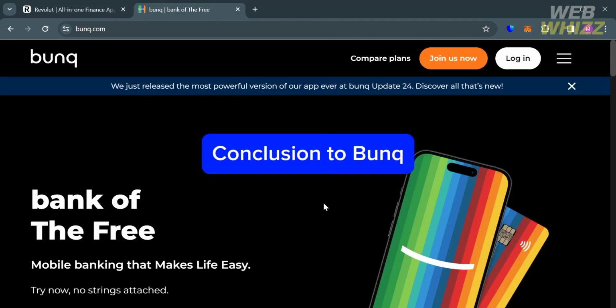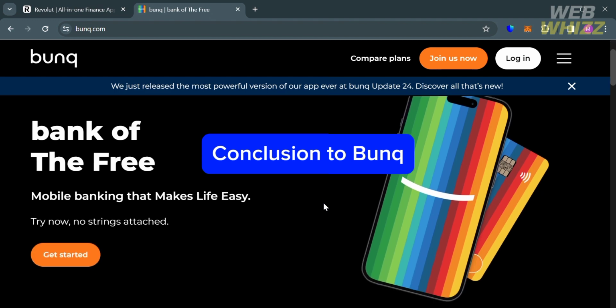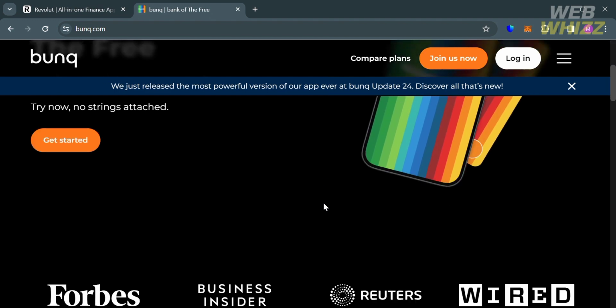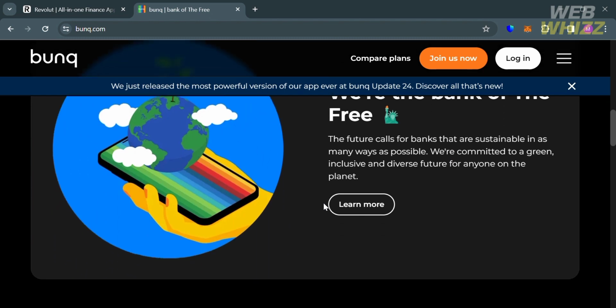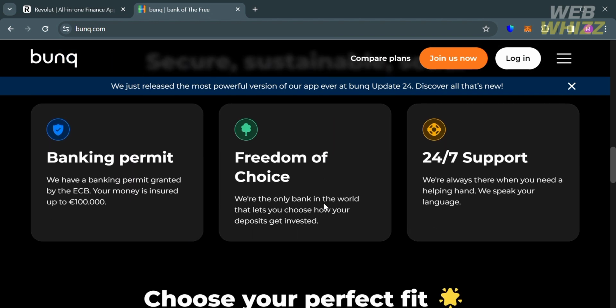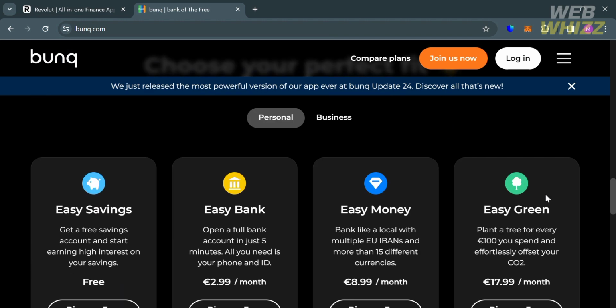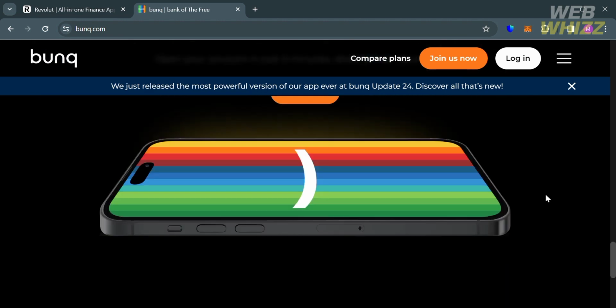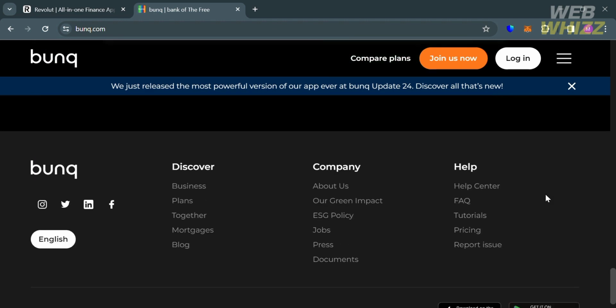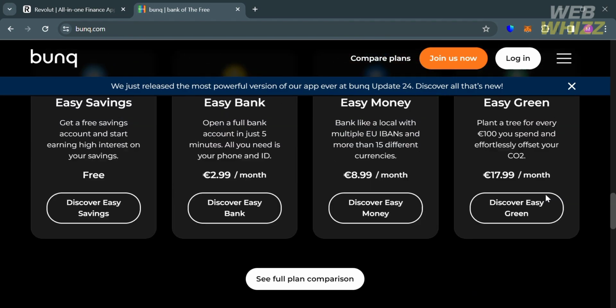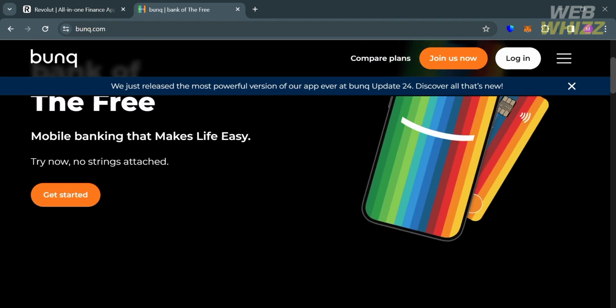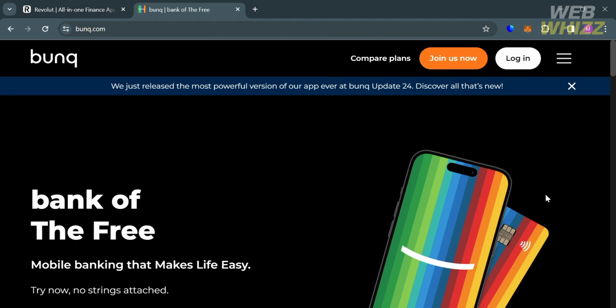On the other hand, Bunq is more ideal for European residents passionate about sustainability, since it also holds a banking license, which provides services such as savings accounts, opportunities to earn interest on deposits and investments, and of course environmentally friendly initiatives. So basically, between the two, you can choose Revolut or Bunq depending on your preferences and requirements. So that is just a comparison review between Revolut and Bunq.